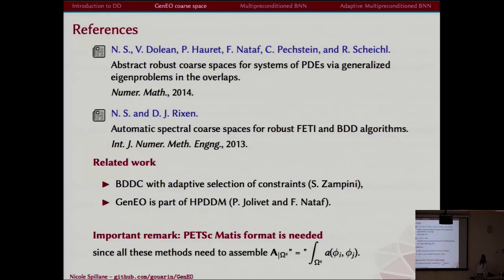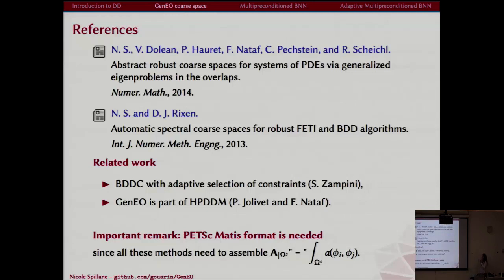Okay, so these are the references to the original GenEO papers. The first one is actually the one that is dated 2014 with Victorita Dolean, Pierre Jolivet, Frédéric Nataf, Clemens Pechstein, and Robert Scheichl. Now, this is very closely related to Stefano's codes for BDDC with the adaptive choice of constraints, where the same ideas are used to build a coarse space and guarantee convergence. And GenEO is also a part of the HPDDM software.